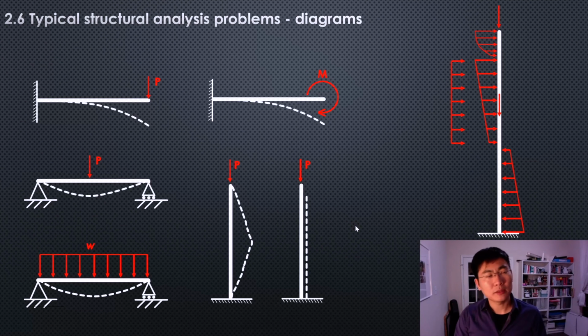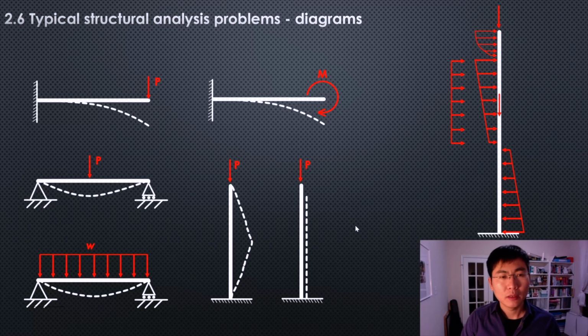Well, at this point, let's go to 2.6, typical structural analysis problems. I would like to give you some diagrams. The dotted lines are assumed deformation of the beam member under certain load. So the one on the left is a cantilever beam, and the cantilever beam having a force at the tip or have a moment at the tip.